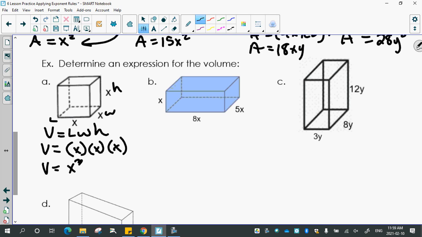Did anyone write 3x? Do you see what you did? X times x times x, you keep the same base and add the exponents. So 3x is a common error for x times x times x. It's x cubed.